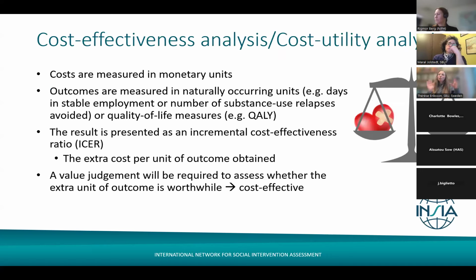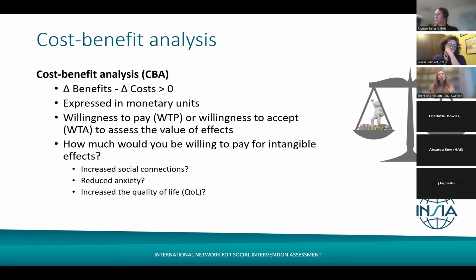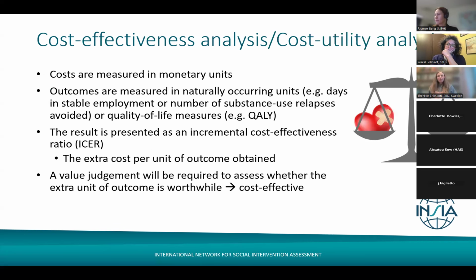Cost-benefit analysis is also the traditional analysis within economic analysis, and what we tried to apply in health economics at first as well. But because of these ethical challenges with valuing health and life, quality of life, cost effectiveness analysis and cost utility analysis have been developed within health economics. And now we're trying to adapt them to social services as well.